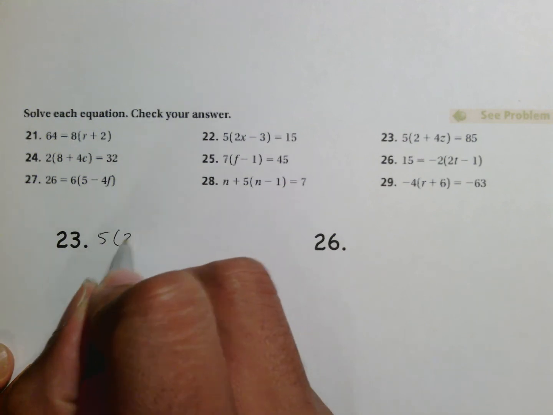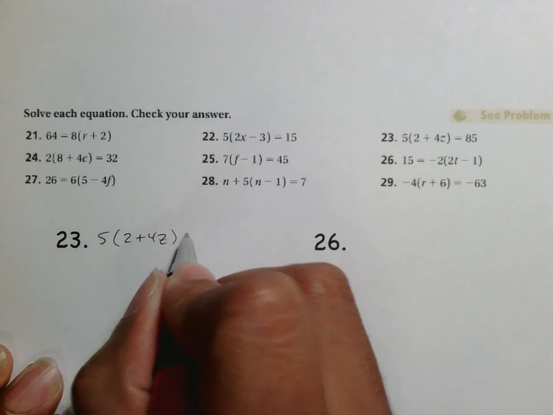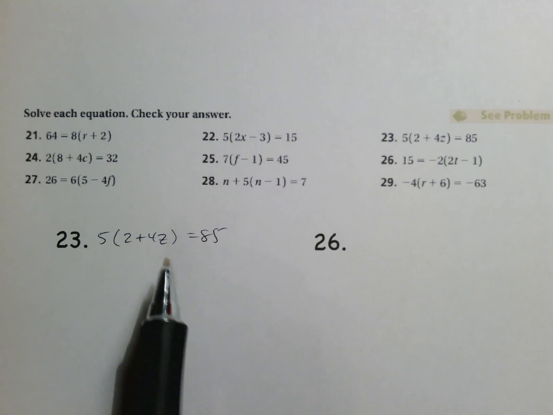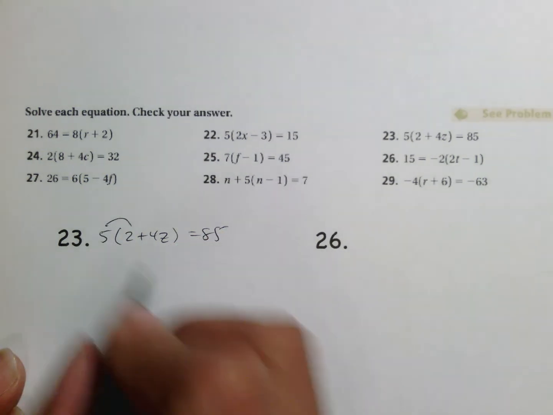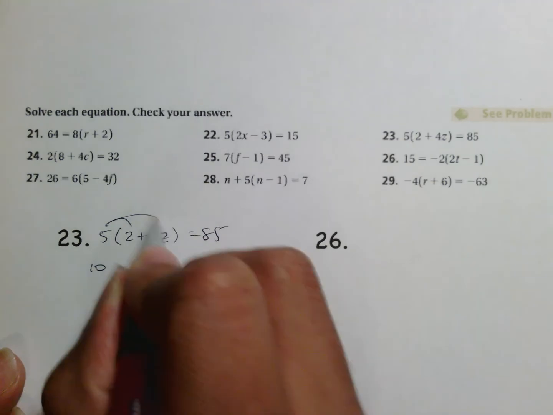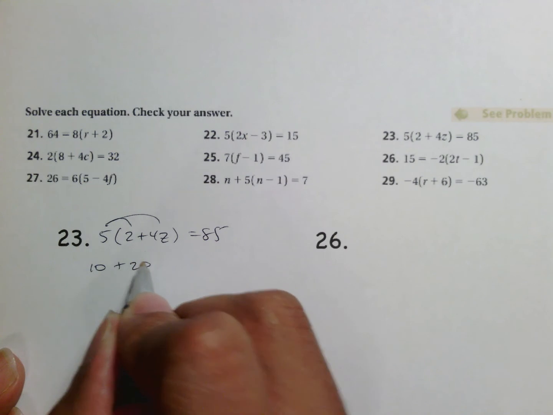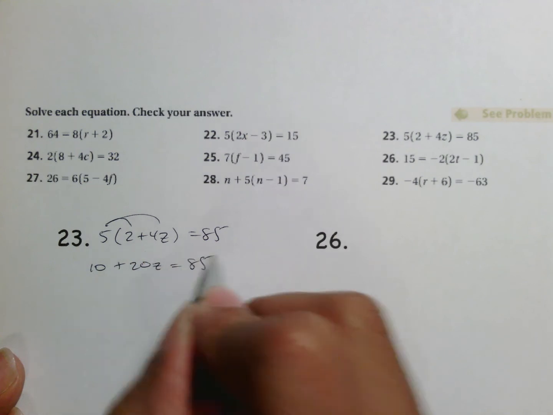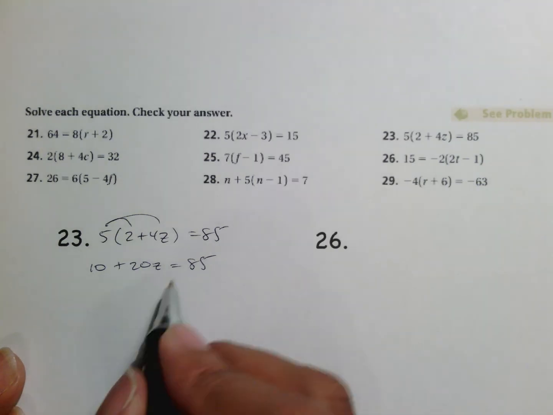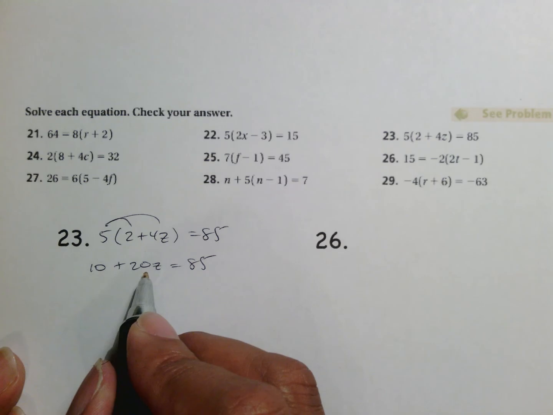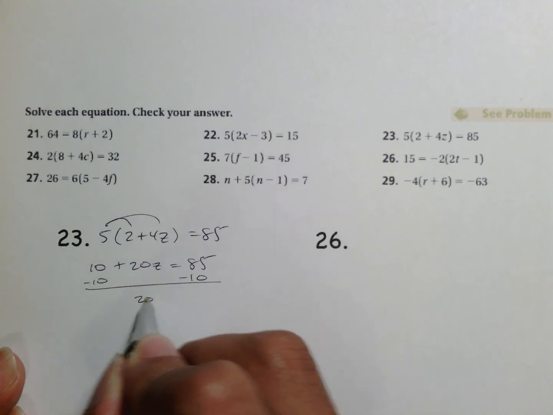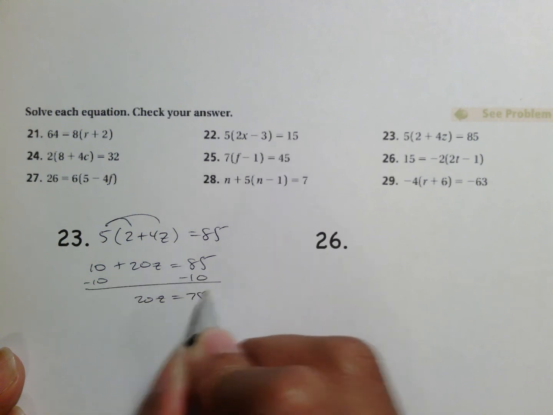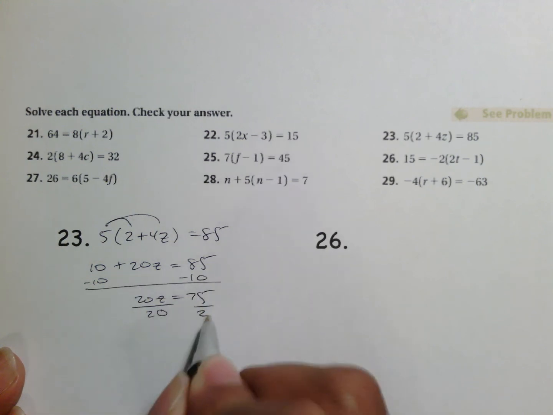We have 5 parentheses 2 plus 4z equals 85. Well, here's the thing. This is obviously a simplify first because I don't know what to do with these parentheses outside of distribute. 5 times 2 is 10, plus 5 times 4z is 20z equals 85. Now notice again, this is something we've done before. To get z by itself, I want to first off subtract 10. I get 20z equals 75. Then I divide by 20.